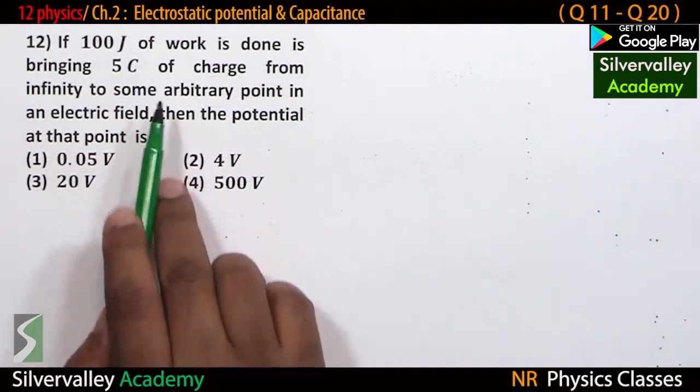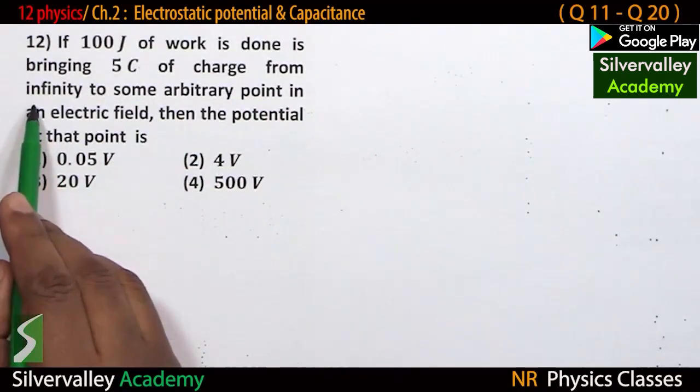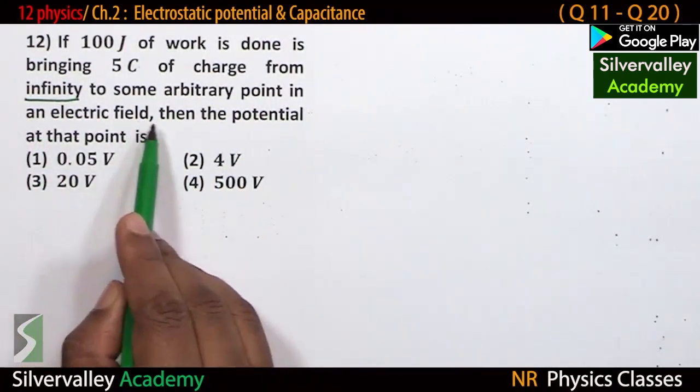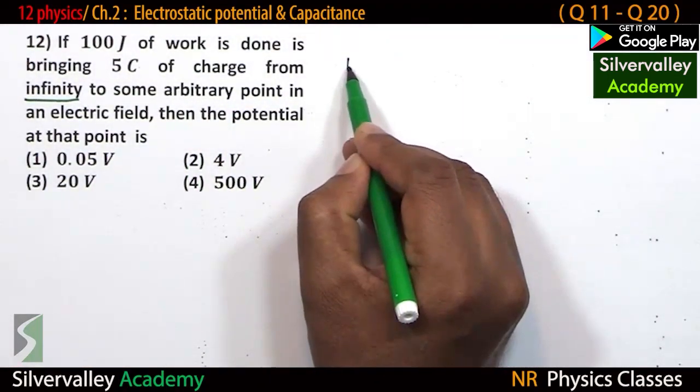If 100 joule of work is done in bringing 5 coulomb of charge from infinity to some arbitrary point in an electric field, then the potential at that point is, this is the point charge.